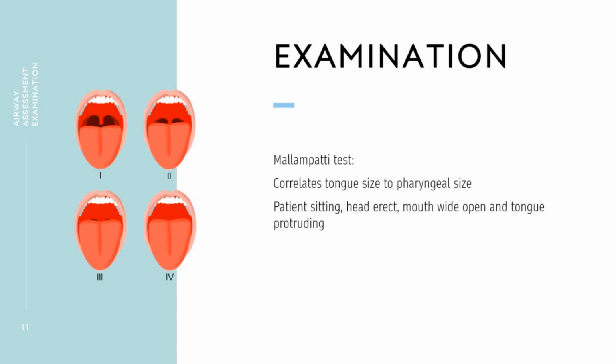First grade, we see the tonsillar pillars and complete uvula. In grade 2, part of uvula is obscured. Tonsillar pillars are not seen, so soft palate and hard palate are seen. In grade 3, soft palate is seen, uvula is not seen, and hard palate is seen. In grade 4, only hard palate is seen. This examination generally makes us realize the relation of the tongue size to the pharyngeal size.